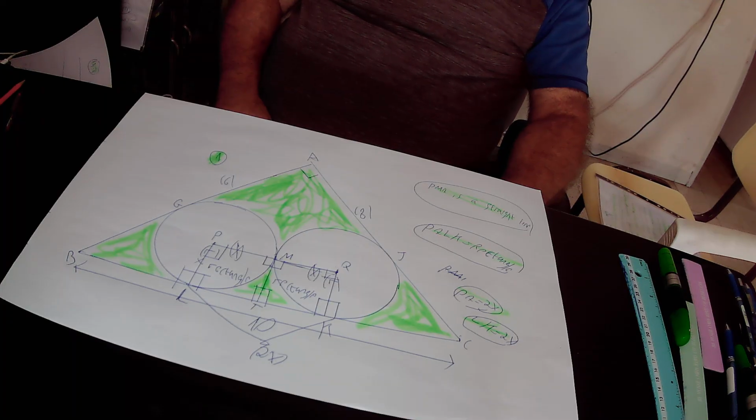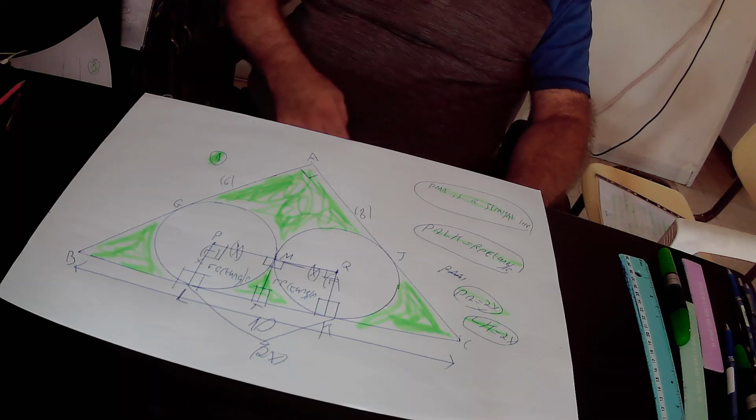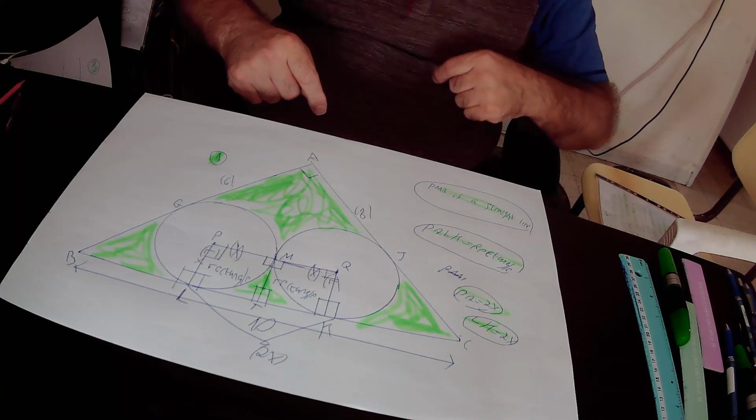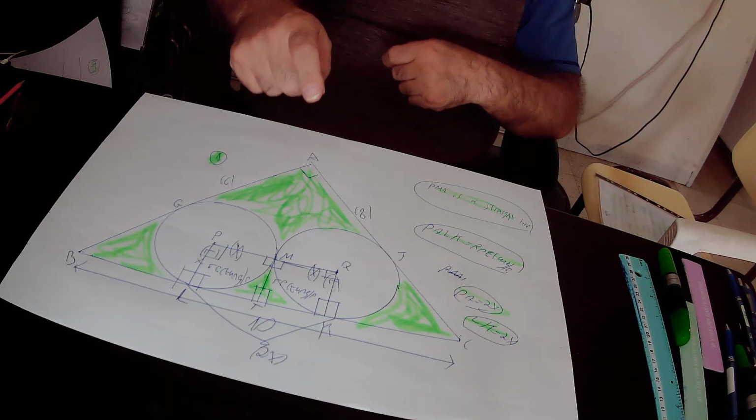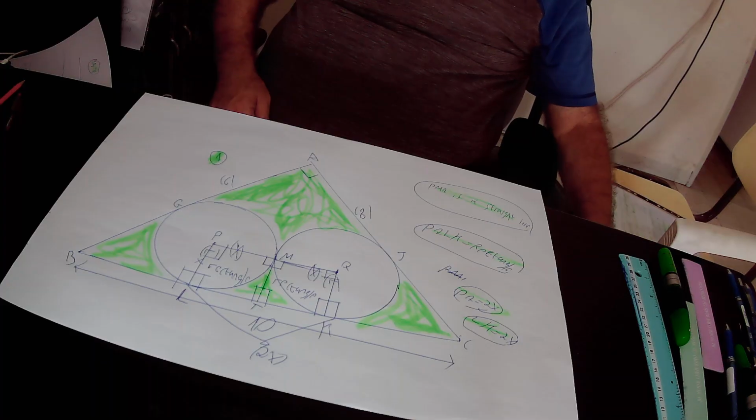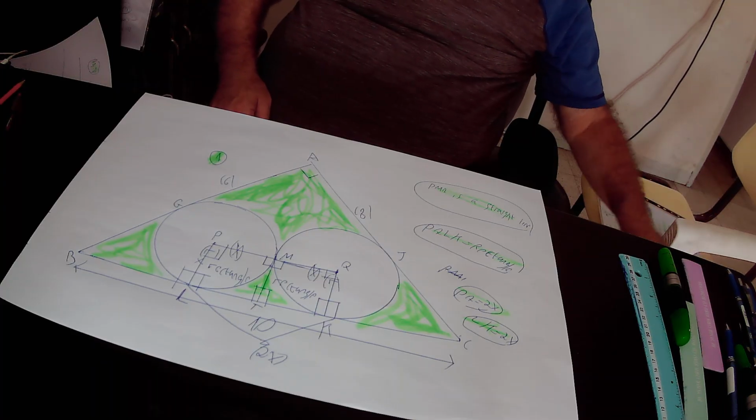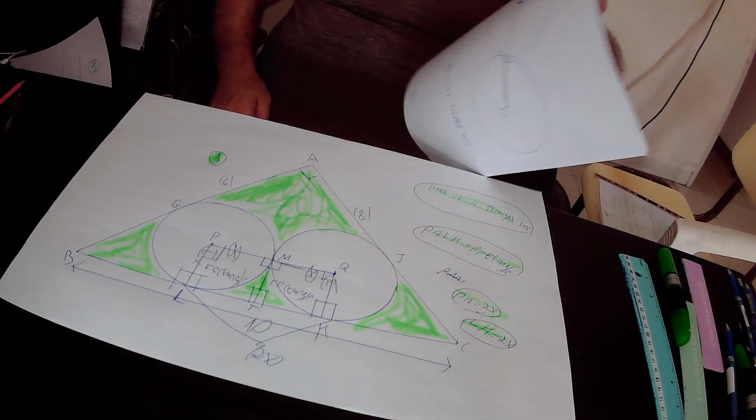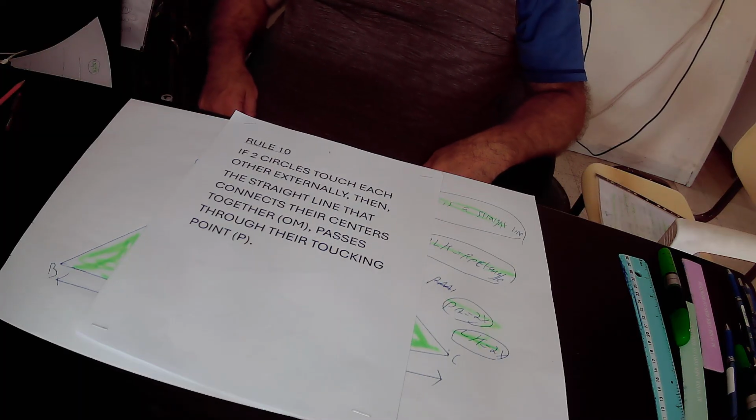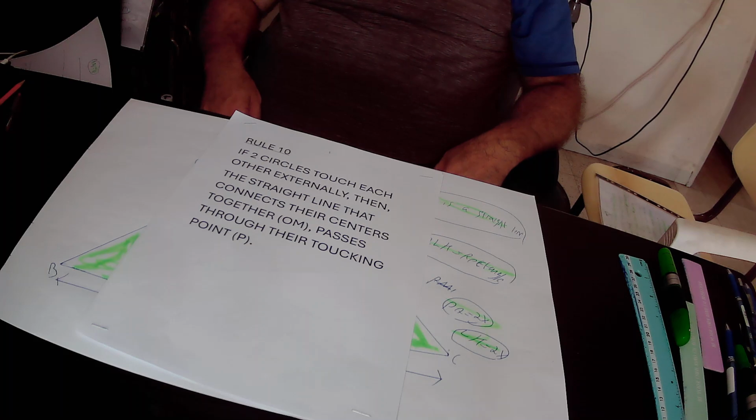In the next step, we prove in another way that PMQ must be a straight line, according to rule 10. Those two circles touch each other externally at point M, and therefore we can implement rule 10. According to rule 10, if two circles touch each other externally, then the straight line that connects the centers of the circles passes through their touching point.